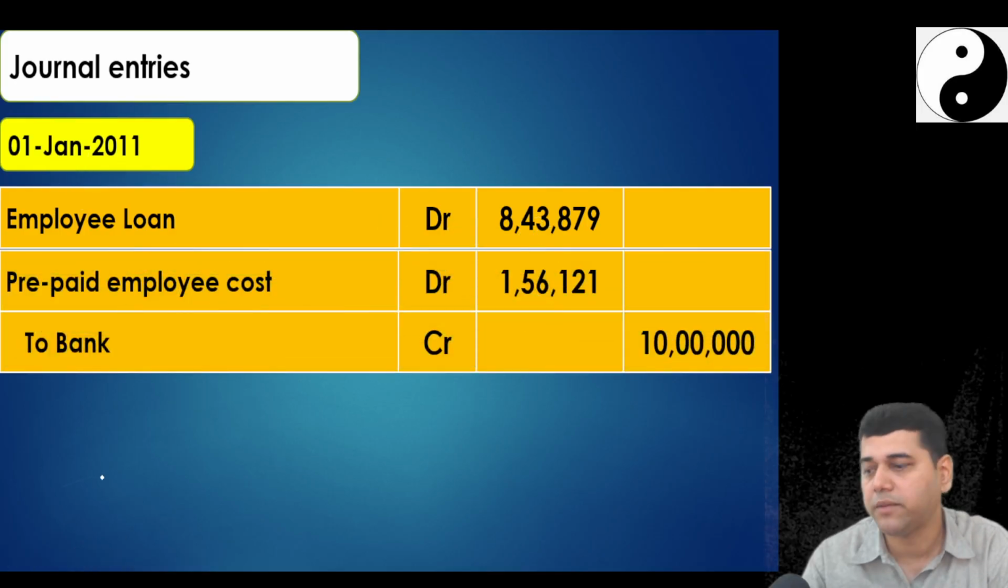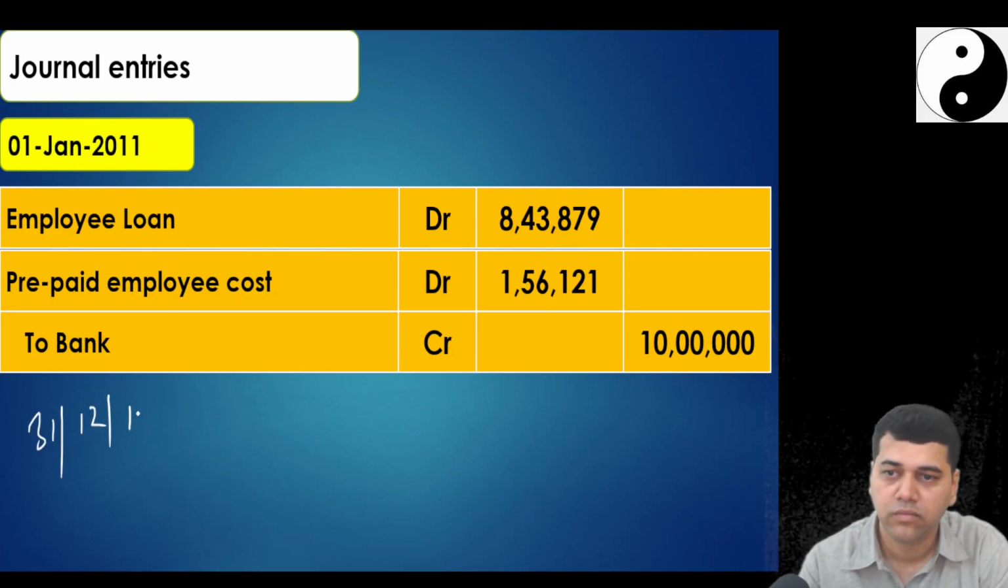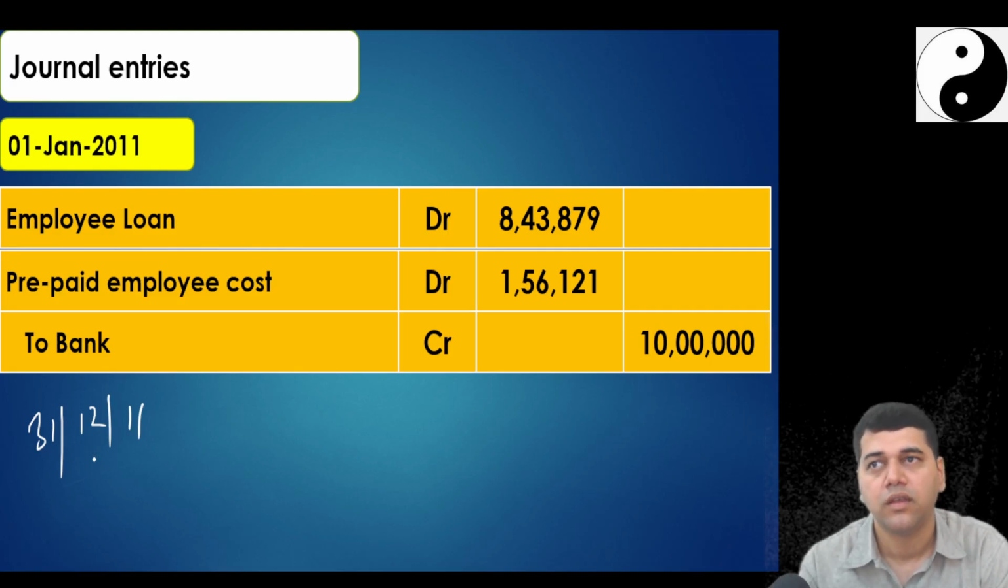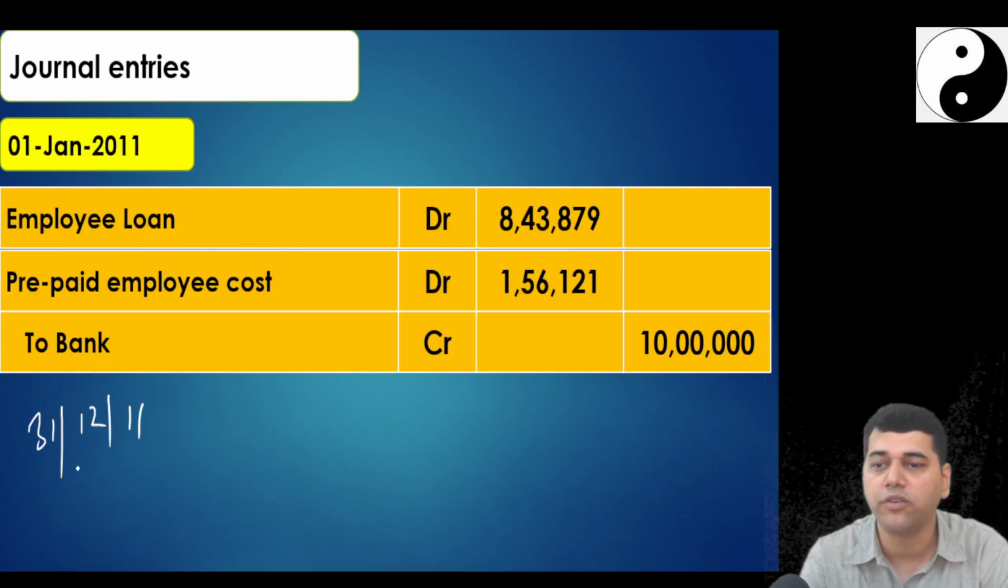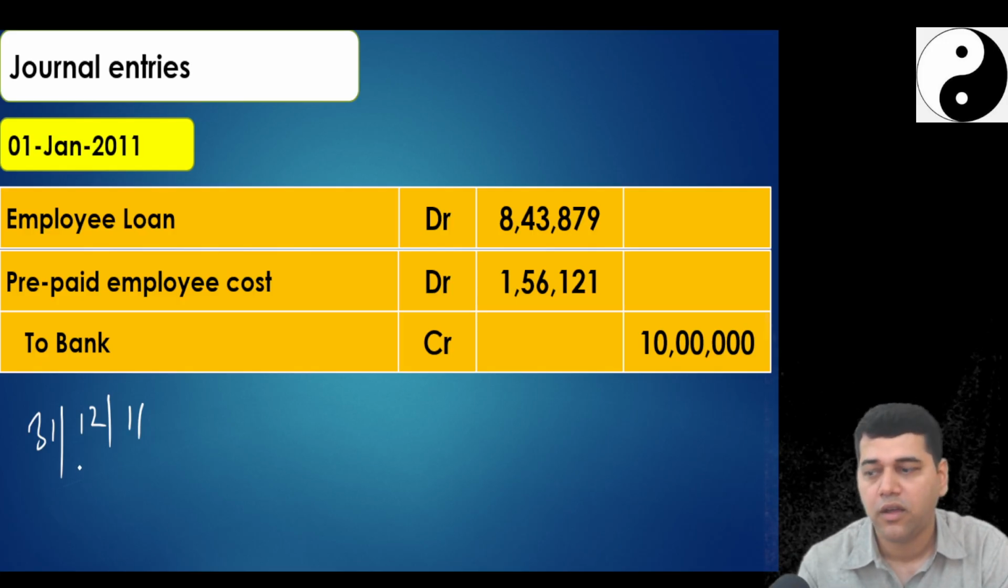Now I will go to the subsequent entries. 31st December. What entry will you pass? I told you, you can pass either a combined entry or a separate entry. Let us pass a combined entry. Okay, your choice, you decide. What is the entry?